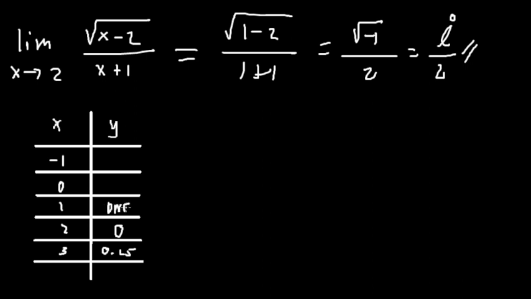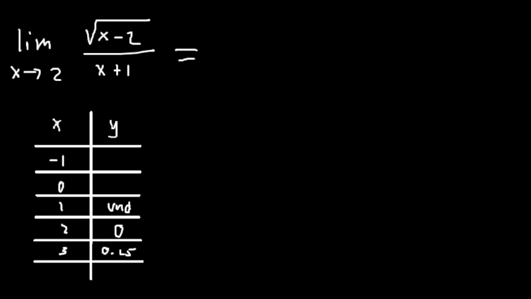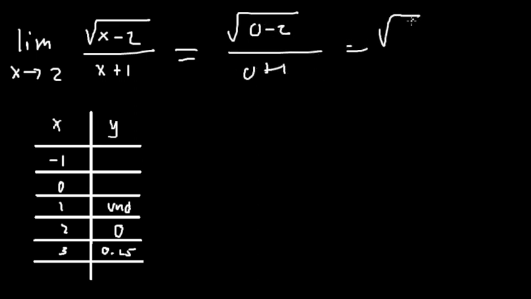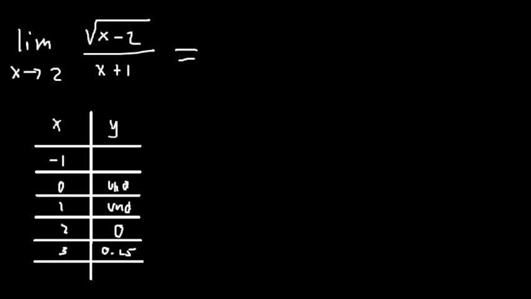DNE. Or hindi, undefined na lang. Undefined. Next, what if it's 0? So it's the square root of 0 minus 2 over 0 plus 1. So square root of negative 2 over 1. So it's just 2i. When 2i, it's a complex number also, so it's also undefined. Then lastly, yung negative 1.